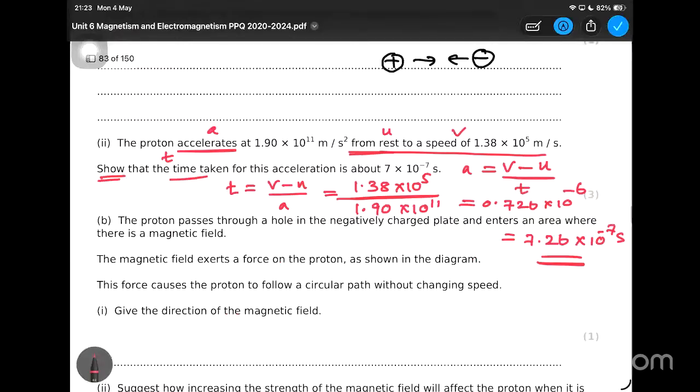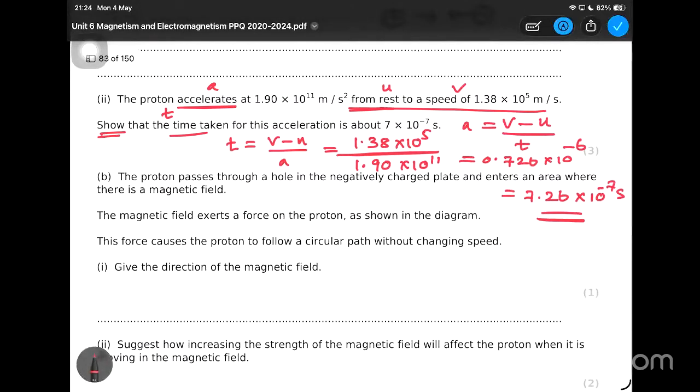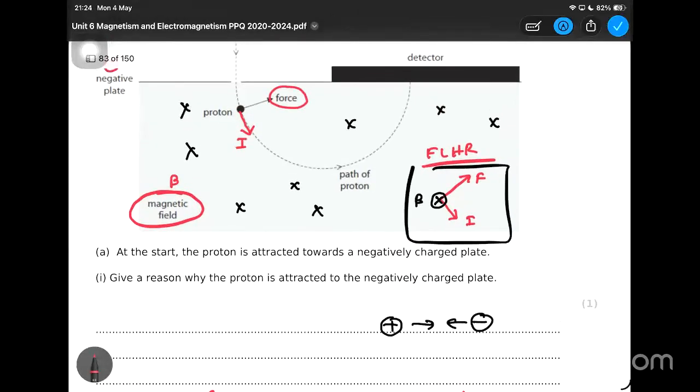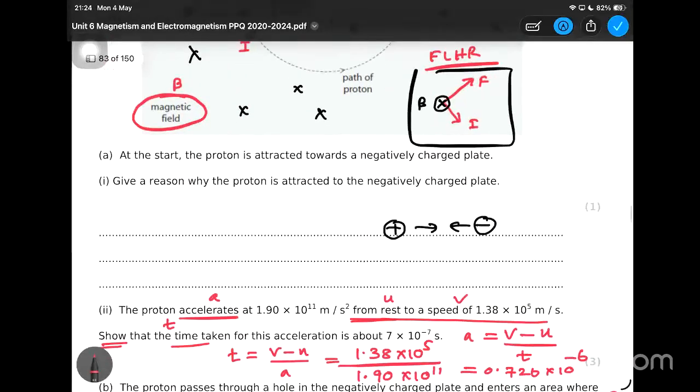The proton passes through a hole in the negatively charged plate and enters an area where the magnetic field is. The magnetic field exerts a force on the proton as shown in the diagram. This force causes the proton to follow a circular path without change in the speed. Give the direction of the magnetic field. So we have actually deduced that one, determined that one.